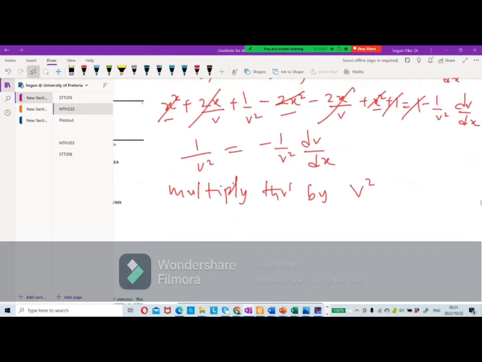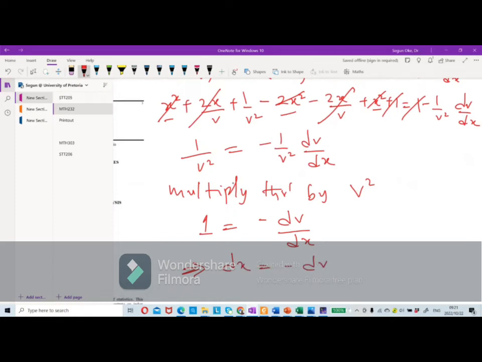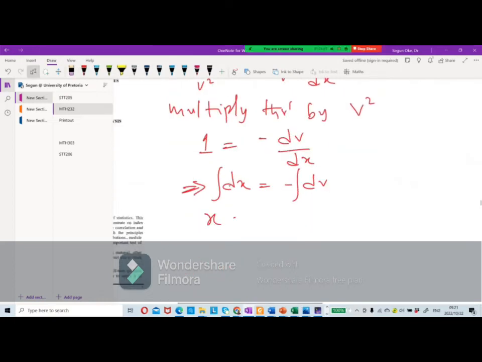So when you multiply through by v squared, you have 1 equals negative dv dx. So in this case, we cross multiply: dx equals negative dv. When you integrate both sides, you have x equals negative v plus c. So we can now make v the subject. Our v will be what? Negative x plus c. Do you agree?